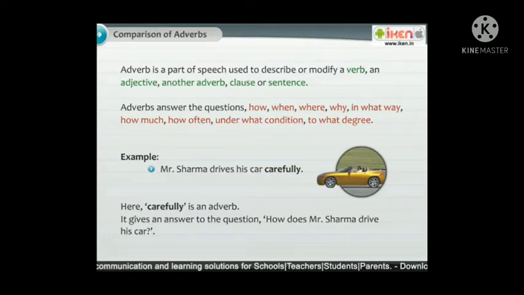Adverb is a part of speech used to describe or modify a verb, an adjective, another adverb, clause, or sentence. Adverbs answer the questions how, when, where, why, in what way, how much, how often, under what condition, to what degree, etc. For example, Mr. Sharma drives his car carefully. Here, carefully is an adverb because it answers the question how does Mr. Sharma drive his car?